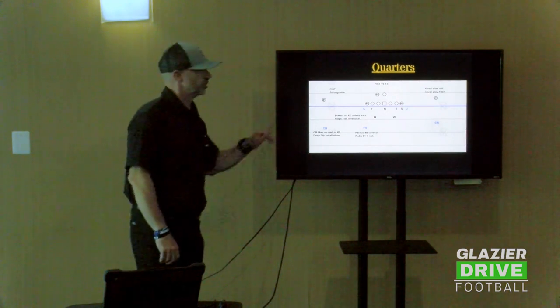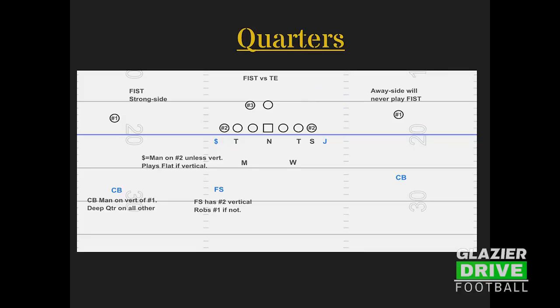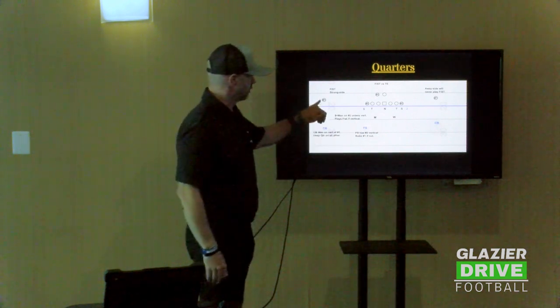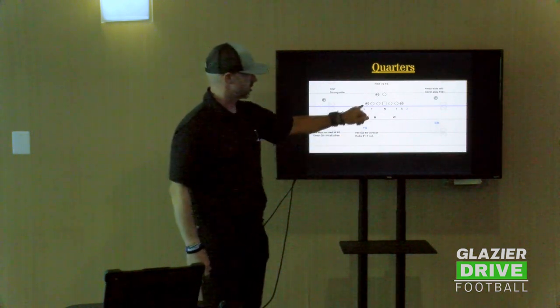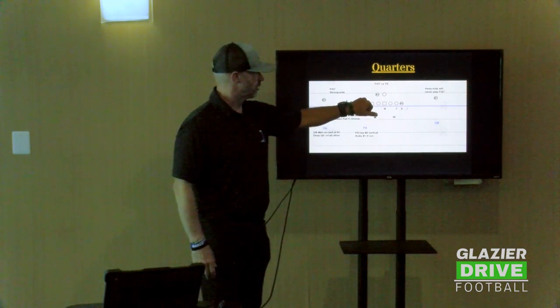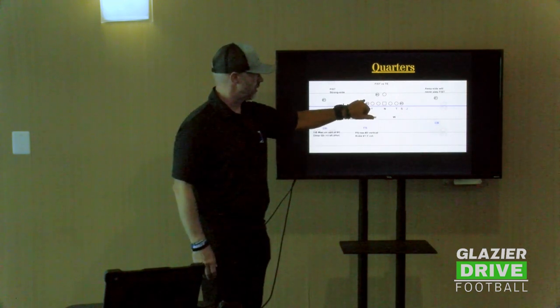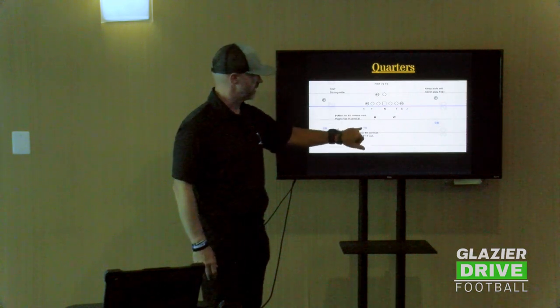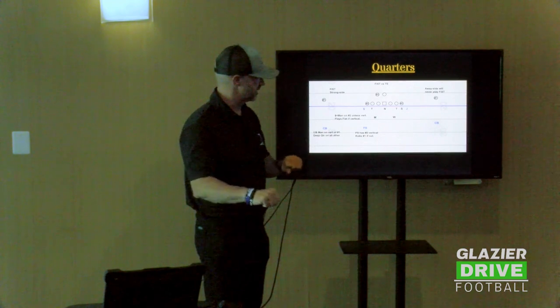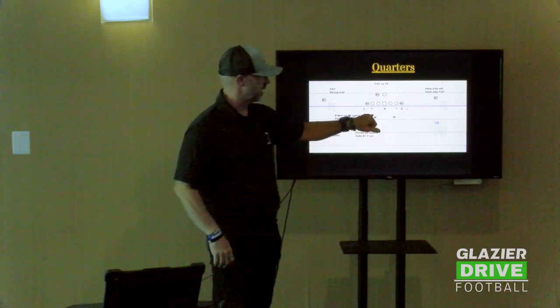Here's quarters versus a tight end look, or 11 personnel. The rules are the same. Free safety still has number 2 vertical. Corner has number 1 vertical. In this particular case, number 2 is a tight end. The money will have anything other than a vertical route. If he tries to go vertical, he's going to let the free safety have him. If he tries to go flat in front of him or he tries to release inside, he's going to release him into the inside linebackers.